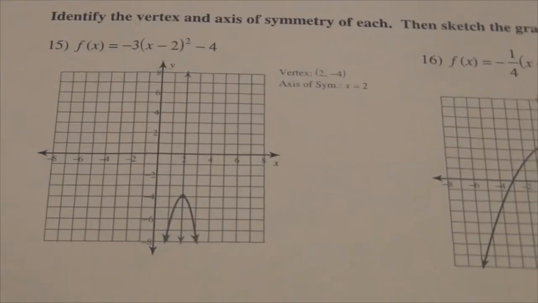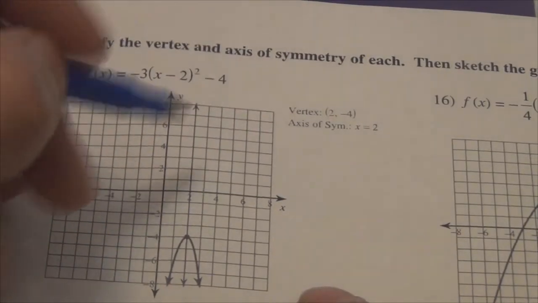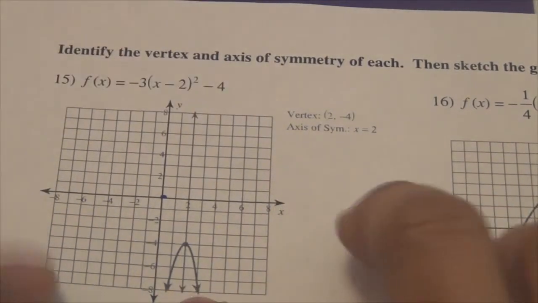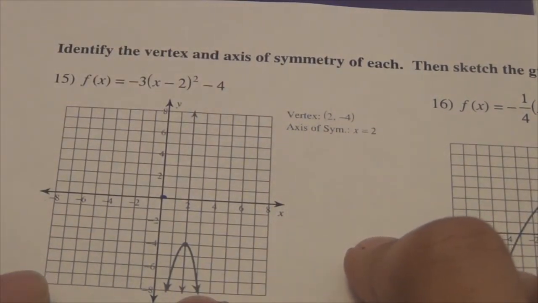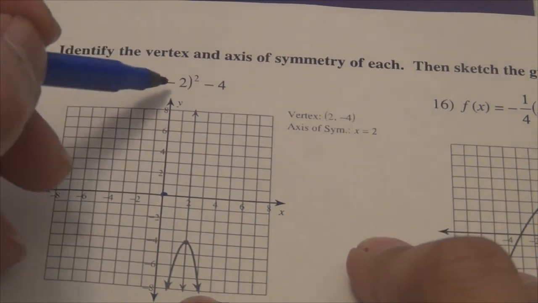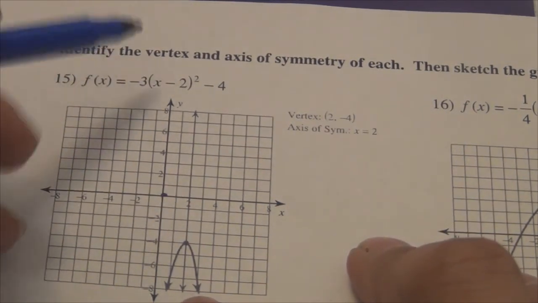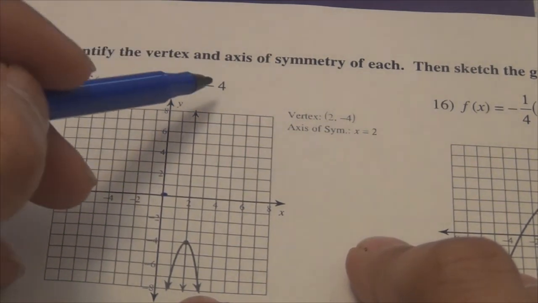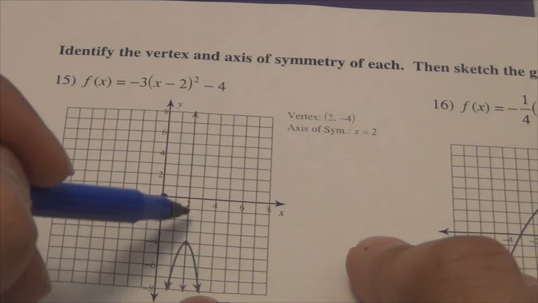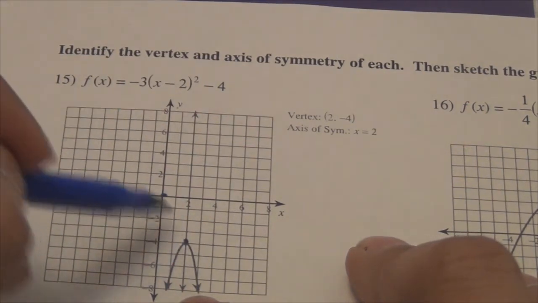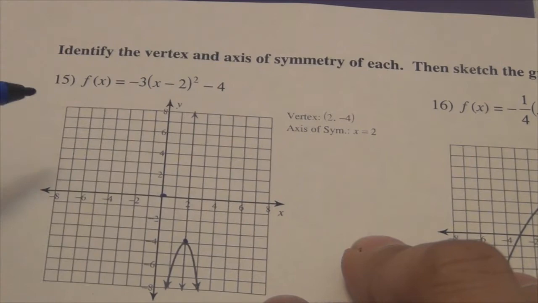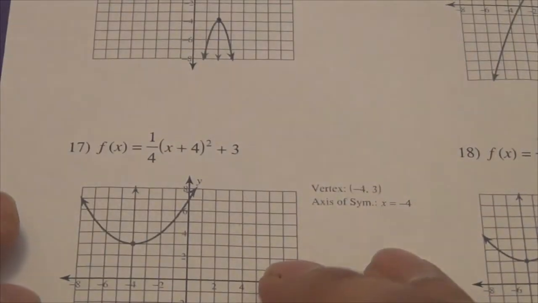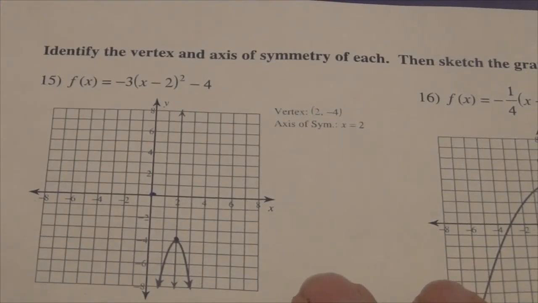So let's see. Remember what the parent function is. The parent function starts over here, okay, and it goes like this. So here, what happened to the parabola? It moved 2 units to the right, because the axis of symmetry is positive 2, x equals 2, and the vertex is 2, negative 4. So it shifted 2 units to the right and 4 down. How about, and wait, I wanted to show you something too.